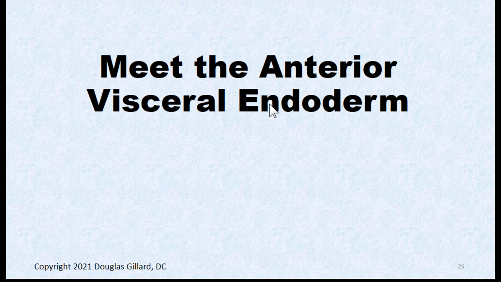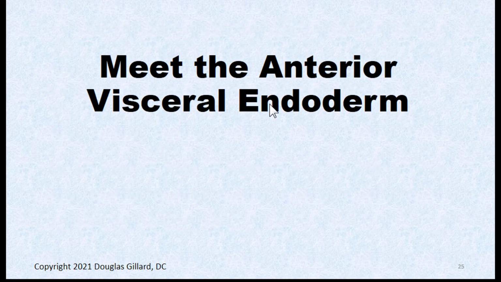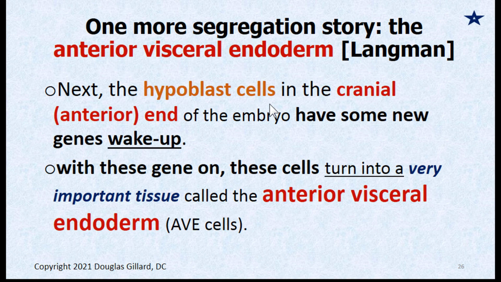All right, the AVE cells. Normally we take a break, but let's push a little further since we got such a late start. Another segregation story. These AVE cells are important. This story occurs in the hypoblast cells only, specifically toward the cranial end of the hypoblast. We know the back and the bottom, but we don't know the cranial end from the caudal end yet. And this is going to show us which way the head will form.